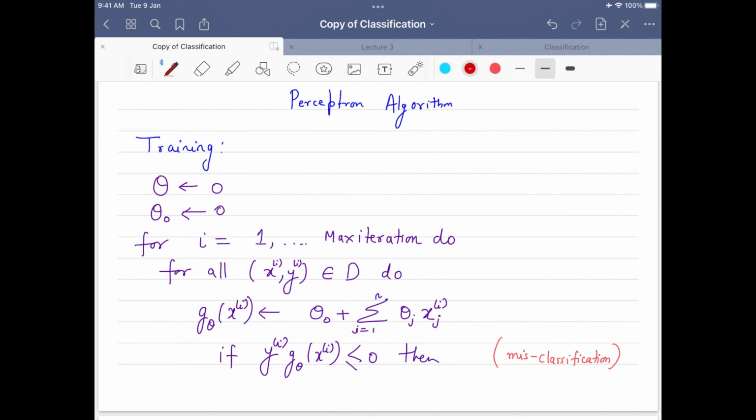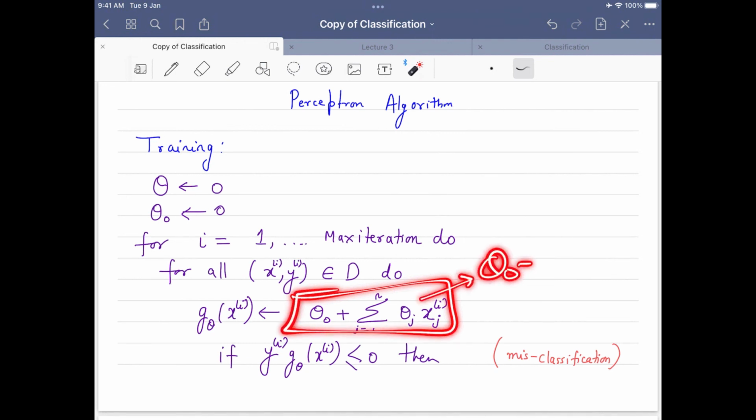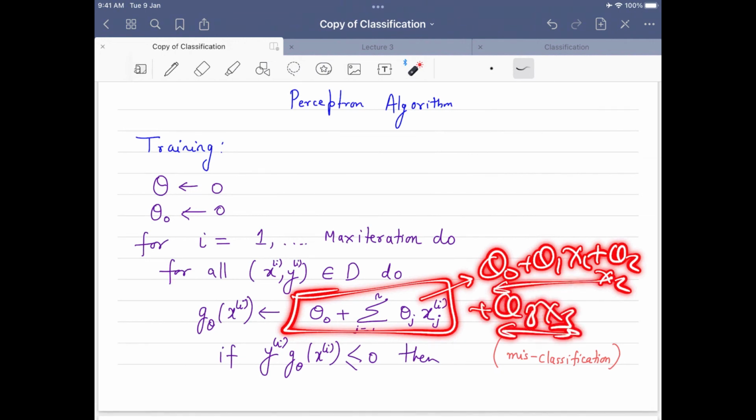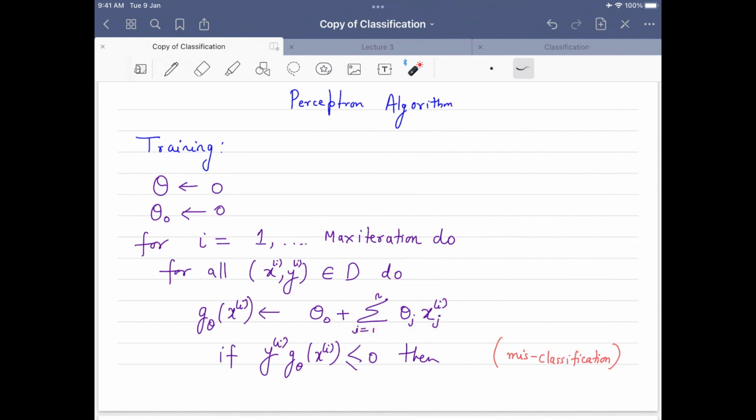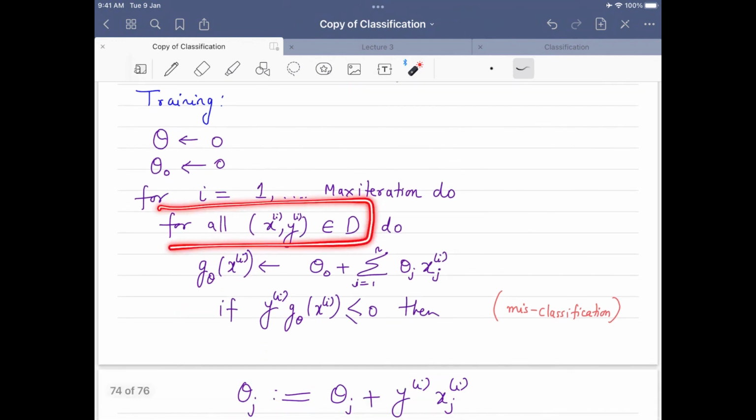This expression is nothing but theta 0 plus theta 1 x1 plus theta 2 x2 plus theta 3 x3. So we are actually writing the hypothesis function, linear hypothesis, not non-linear. So you note this, it's a linear hypothesis function. So you can see now we are writing this in a compact fashion like this, and I am calling it as g theta xi.